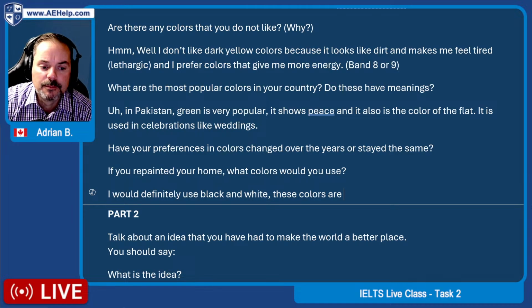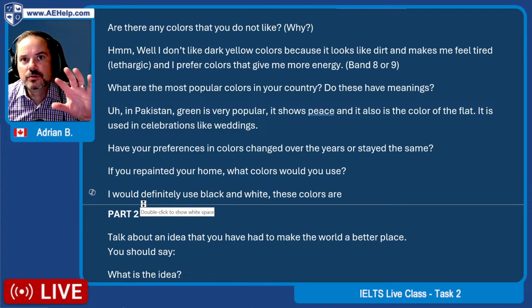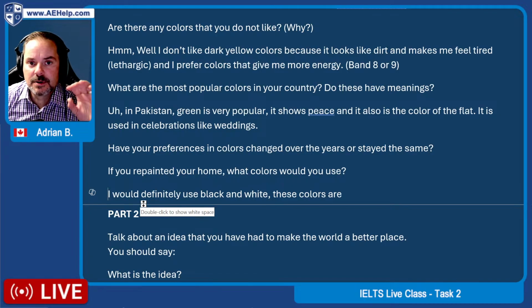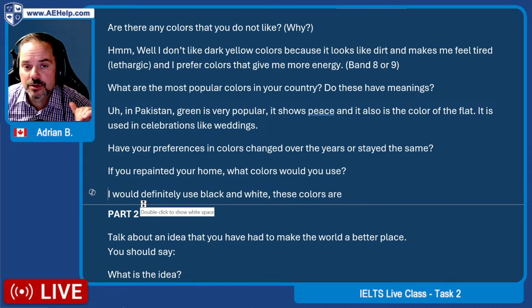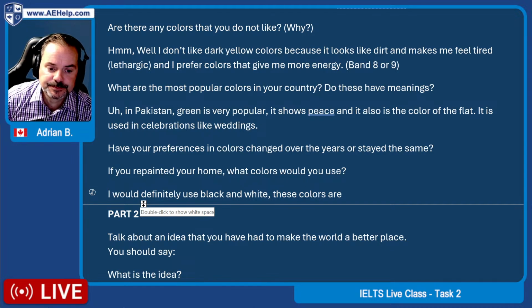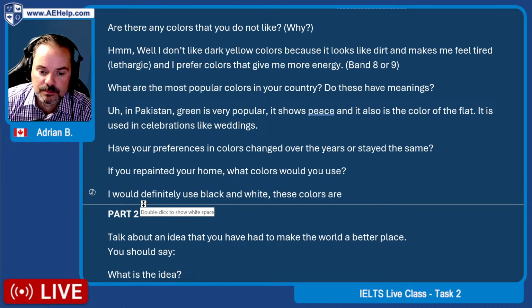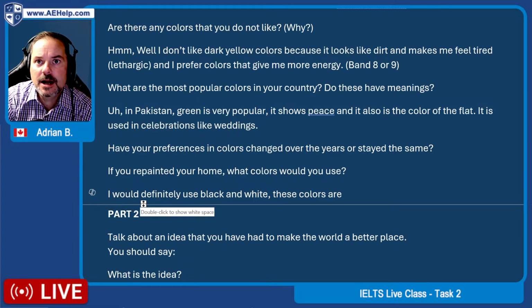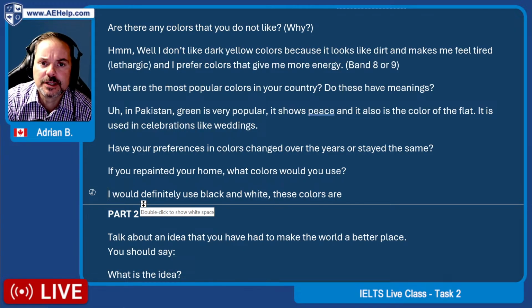So what would it take? For you right now, Aisha, what would it take to repaint your home? Would it take money? Would it take time? Would it take both? What would it take? Of course, money. And how much do you think it would cost you roughly to repaint your home?